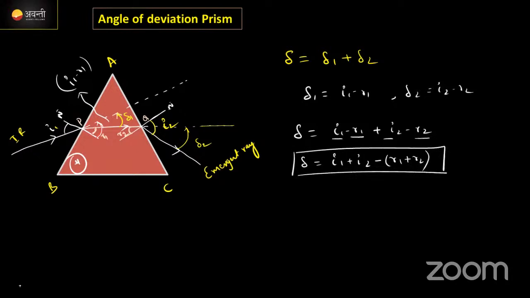We can simplify this further. How to simplify this? Actually, we need to note down the values of R1 and R2. What is R1 from this? If we take the triangle APQ, in this triangle, this is the angle A. We need to find out these two angles. The angle A is known, A itself is the angle A.